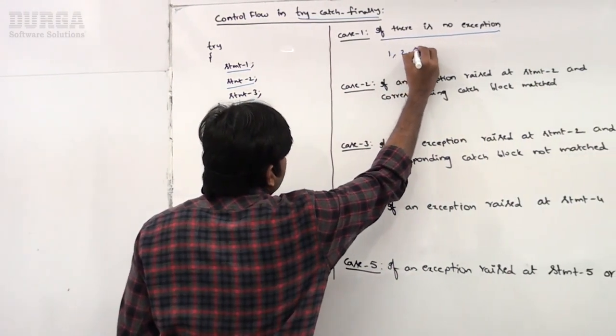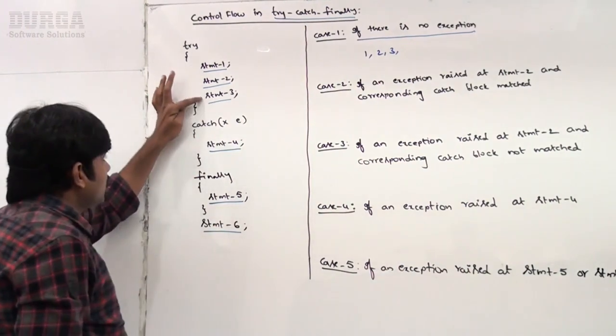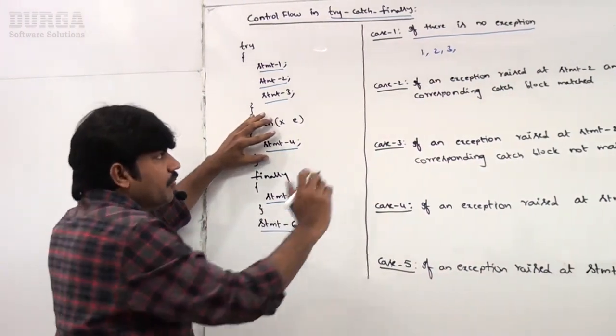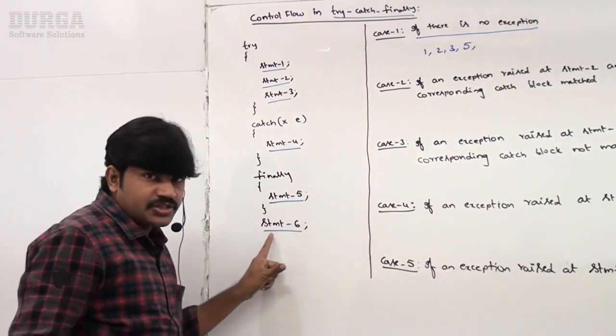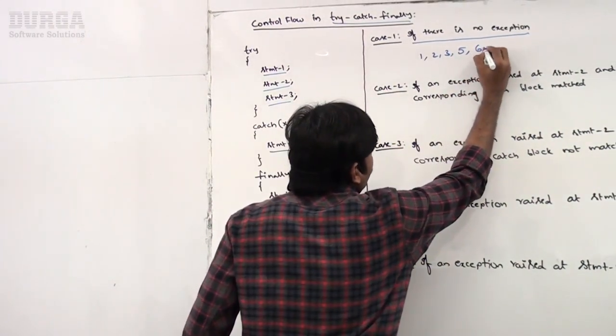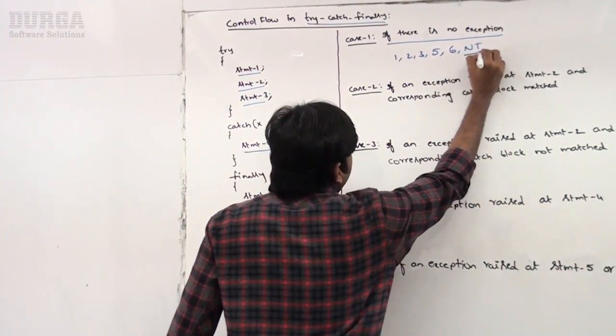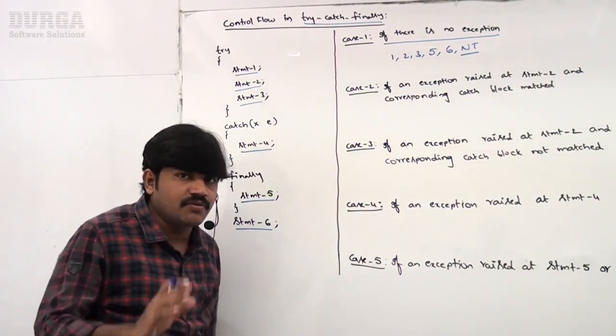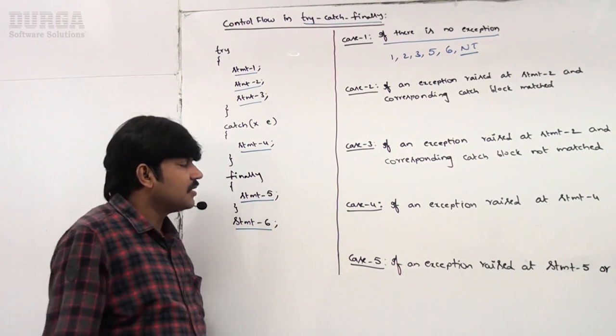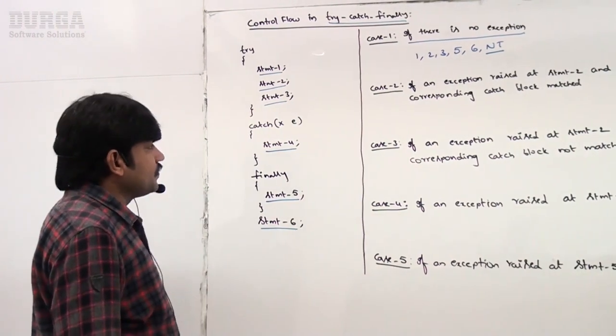Statement 4 won't be executed. Statement 5 will execute, and statement 6 also will execute under normal termination, because if there is no exception, then obviously it is always a normal termination. Remember that.